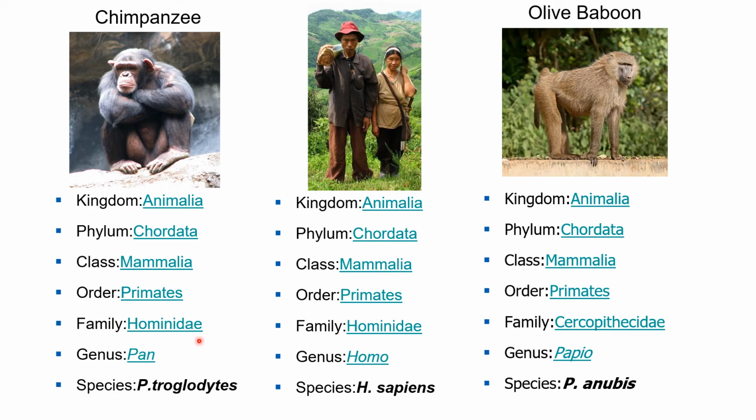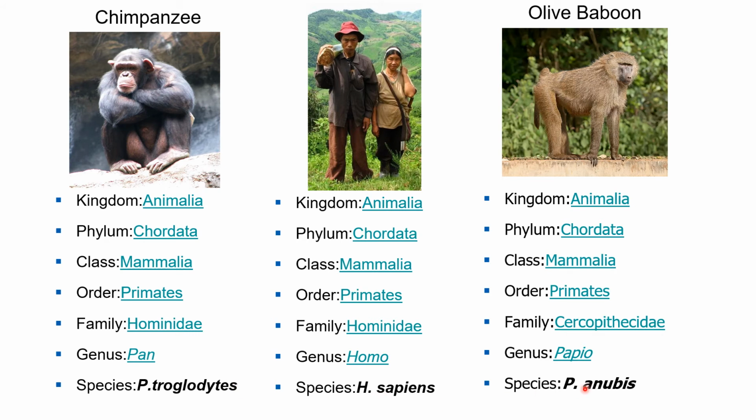Here is a classification of three different organisms: chimpanzee, us humans, and baboon. And you can see how we can put it into kingdom, phylum, class, order, family, genus, and then species. So we all are different species, and I'm reminding you that means we do not breed, and chimpanzee does not breed with baboon. And when we look at the genus, you can see that we are all in a different genus, right?